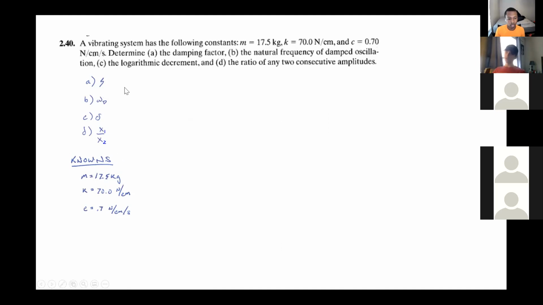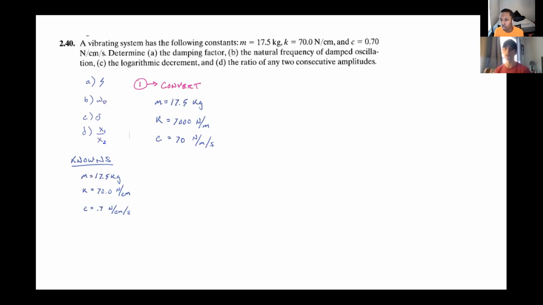So these are our knowns. This is what we're solving for. So step one, we're just going to convert. We want these in meters. We don't want them in centimeters, because when it comes to our frequencies, and when we solve for omega n and omega d, we're using radians per second, which requires meters. We can't use centimeters.